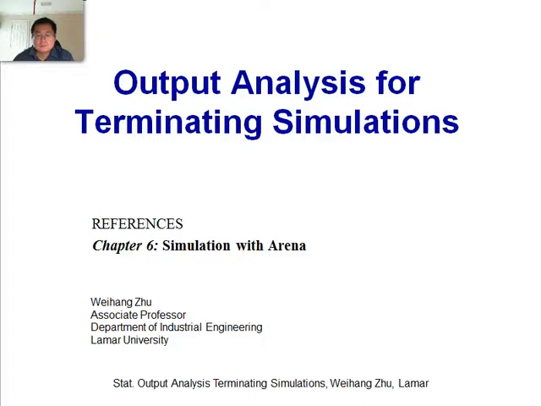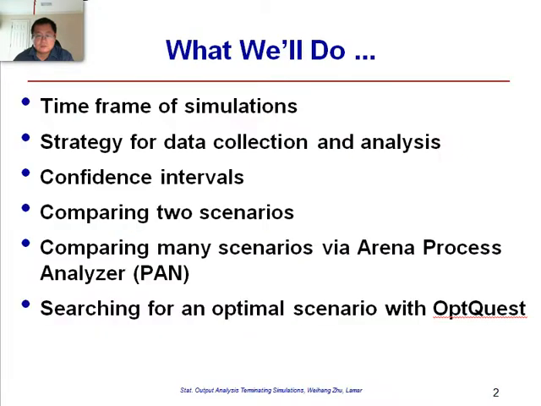In Chapter 6, we are going to conduct output analysis for terminating simulations. In this chapter, we will first discuss how to collect output, calculate confidence intervals, and determine how many replications are needed to get the desired confidence interval. We also then try to compare two scenarios using Arena Output Analyzer. We will compare many scenarios via Arena Process Analyzer. We will also introduce OptQuest, a simulation optimization tool.